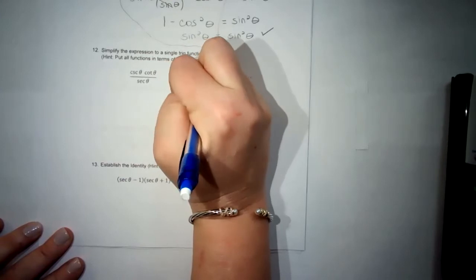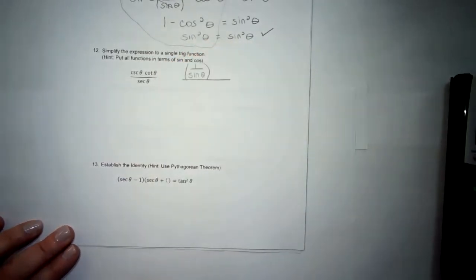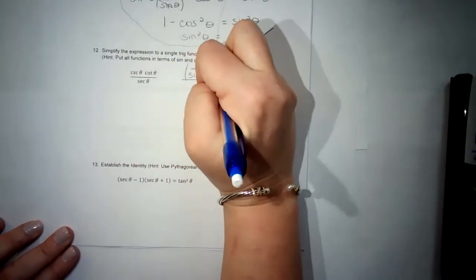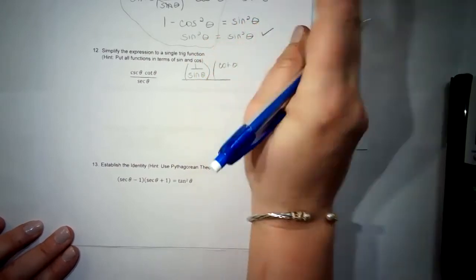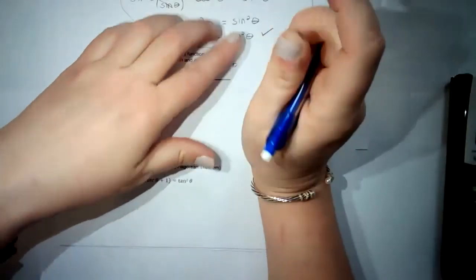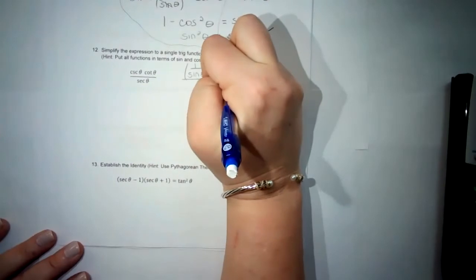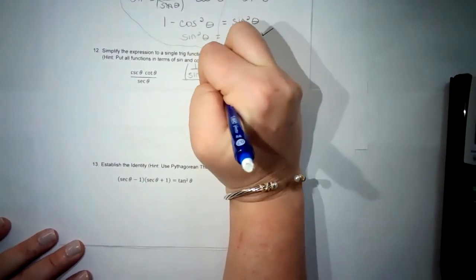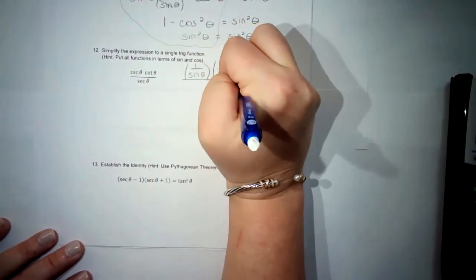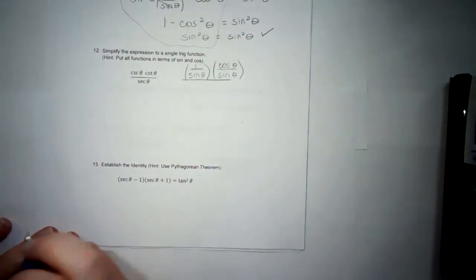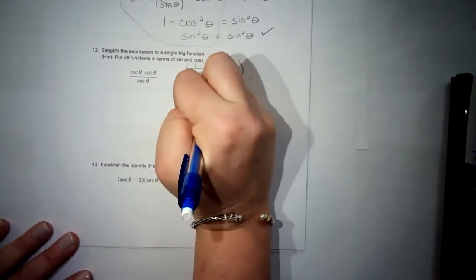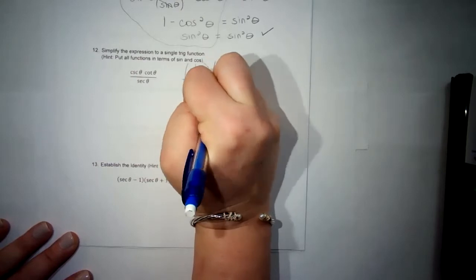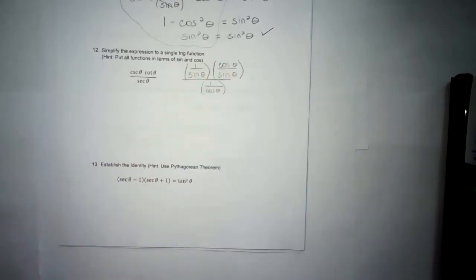1 over sine. Okay. What can I turn cotangent into? Oh, well, in terms of sine and cosine. Cosine over sine, right? Okay. And then what can I do to secant? 1 over cosine. Okay, so far everything that you need is up there. All we're doing is we're writing them in terms of sine and cosine.